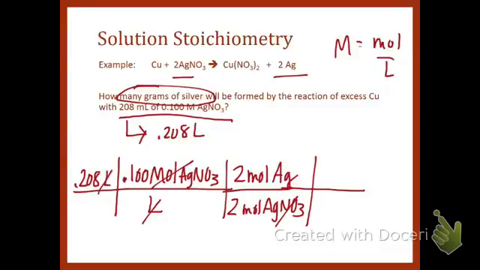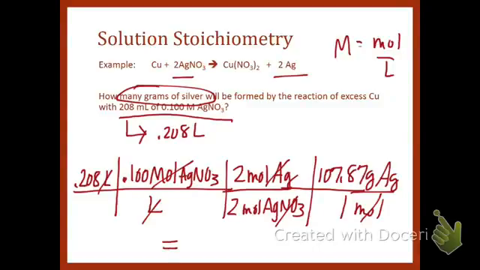Now I'm in moles of silver and I need to get grams of silver, and how do I do that? Molar mass. The molar mass of silver is 107.87 grams of silver per mole of silver. So then that cancels out. I need my answer in 3 significant figures because both of my values up there have 3 sig figs.